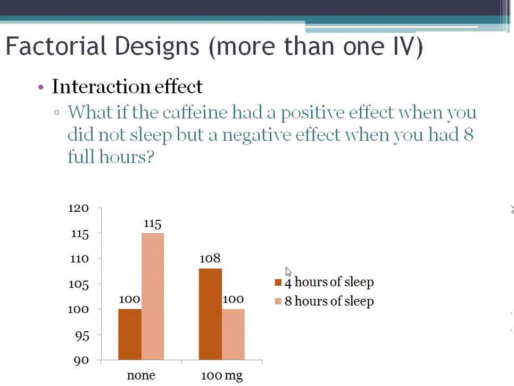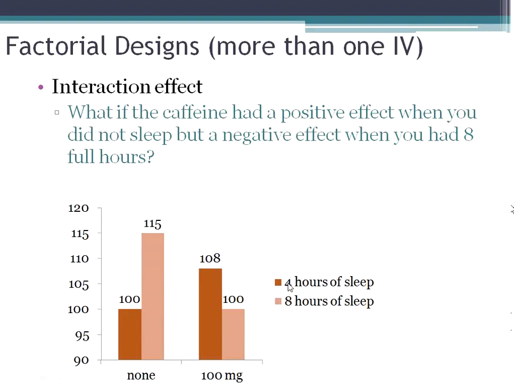So now we're just going to go out on a limb here. What if caffeine had a positive effect when you didn't sleep, but actually had a negative effect when you got 8 full hours? So maybe when you didn't get enough sleep, caffeine sort of balances you out and helps you do well on the test. But when you get a full night's sleep and you have caffeine, you're really jittery and it makes it hard to concentrate, so it actually makes your performance worse. So this would look something like this.